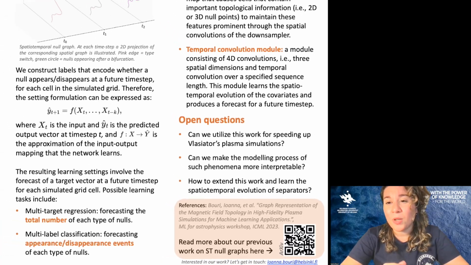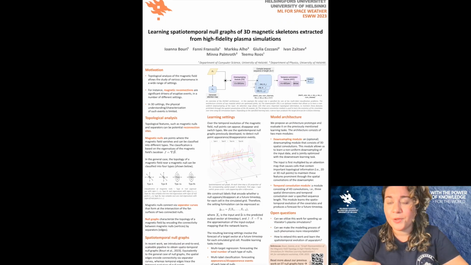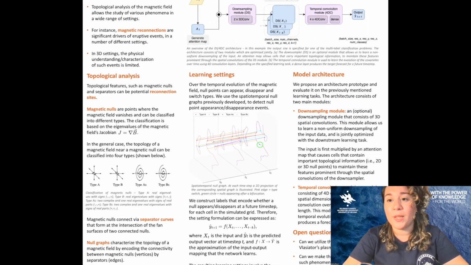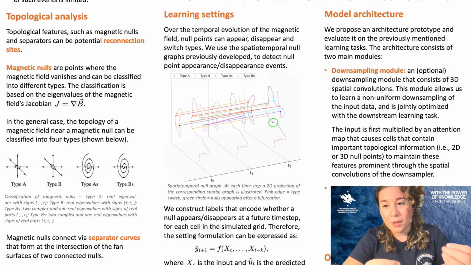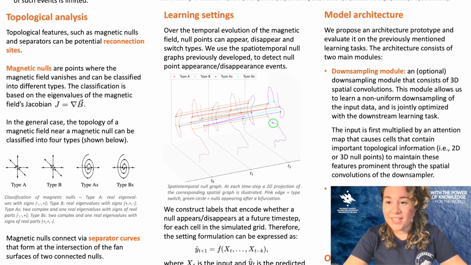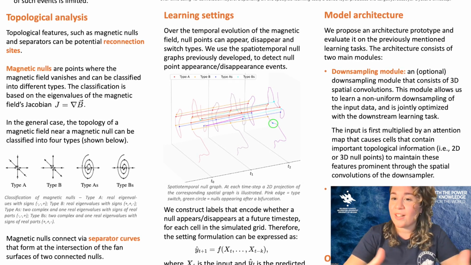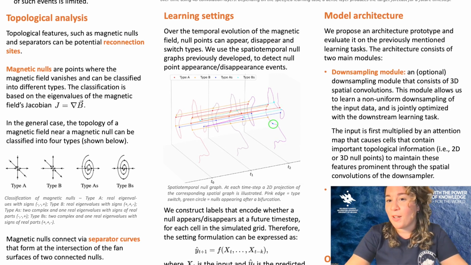So over time, what happens is that null points can switch types, appear or disappear due to physical phenomena such as bifurcations. And what we did is we used the previously developed spatiotemporal null graphs to detect appearing or disappearing null points, and then use this information to construct labels that we can then use with different learning setting formulations.